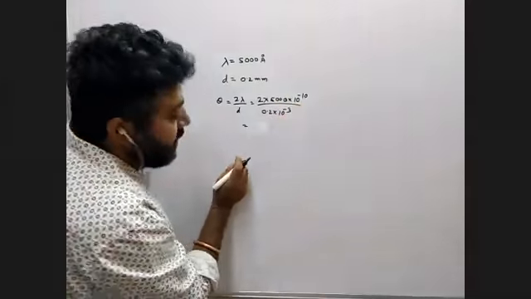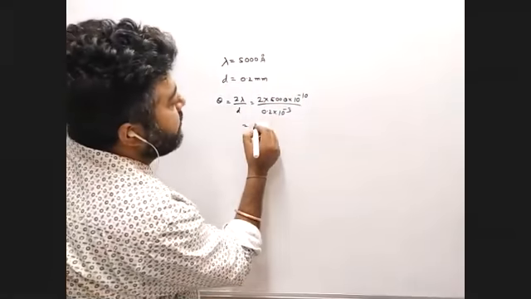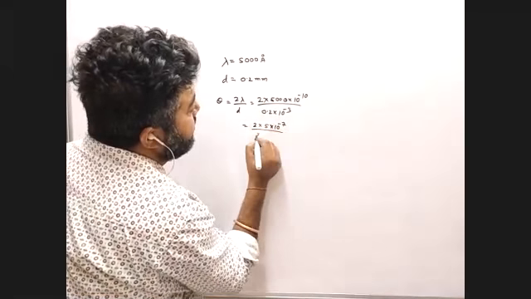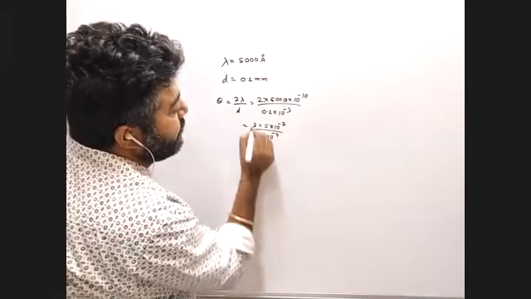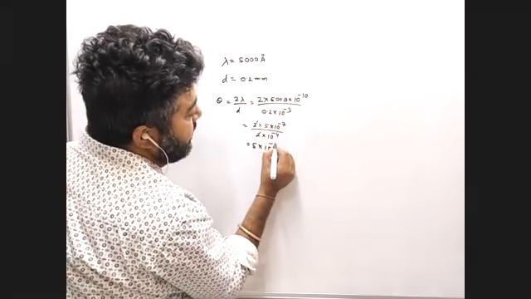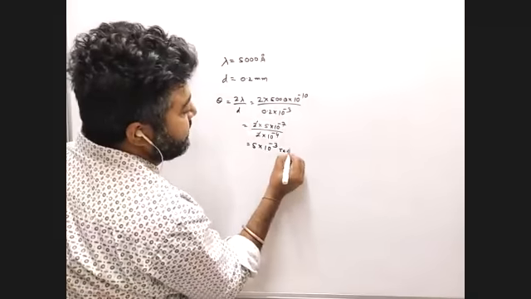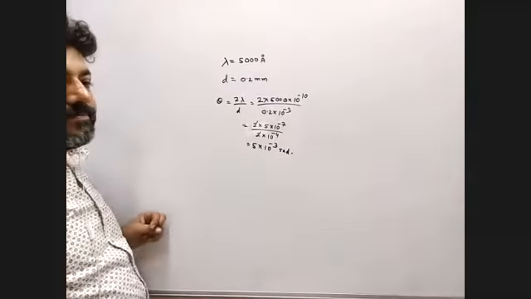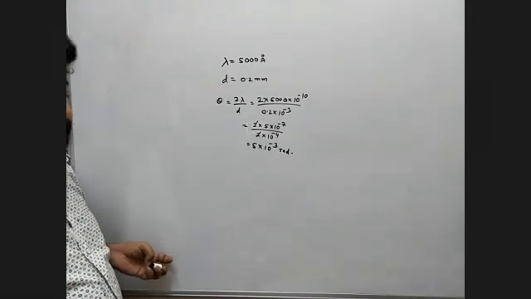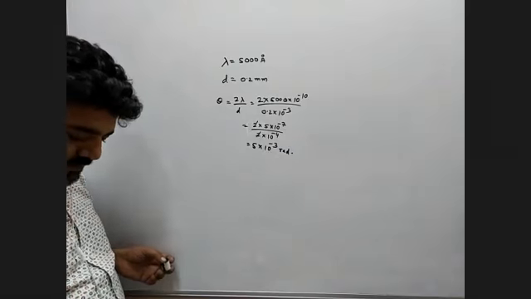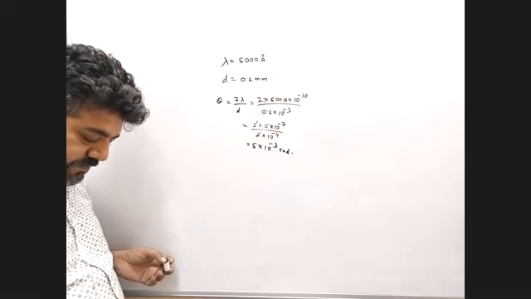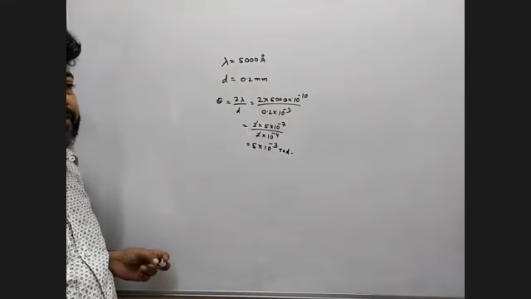So you have 2 into 5 into 10 to the power minus 7 by 2 into 10 to the power minus 4. That is 5 into 10 to the power minus 3 radian. Is it clear? Hello? Is it clear? Hello? Everyone, please respond now. Is it okay or not?